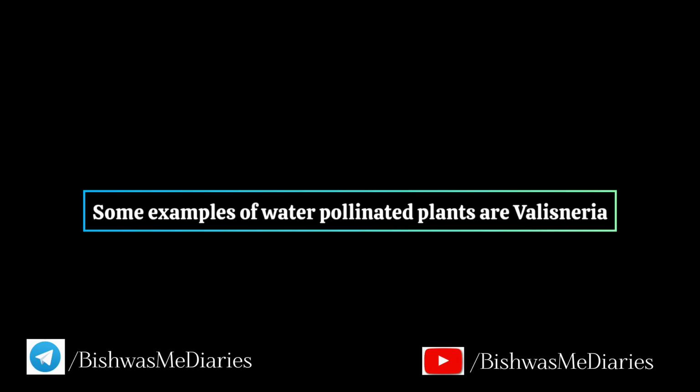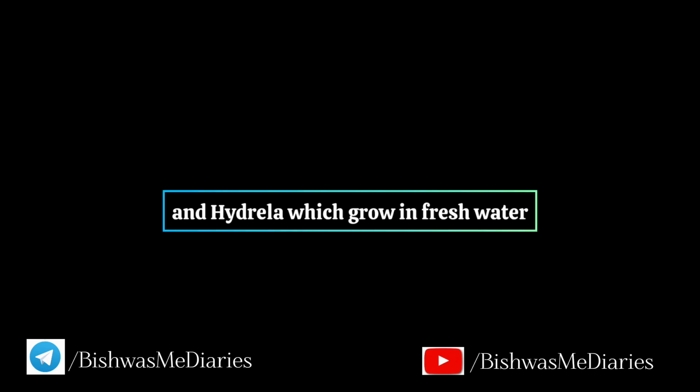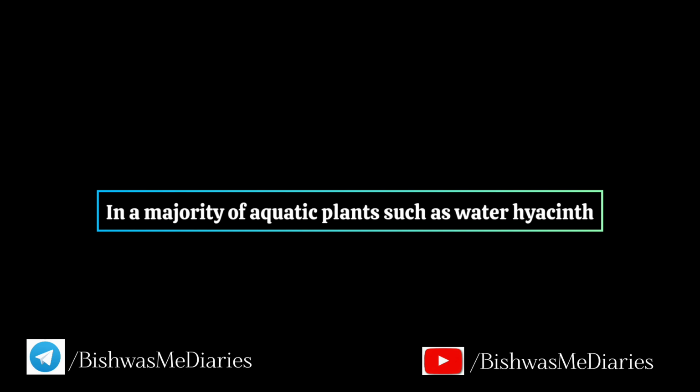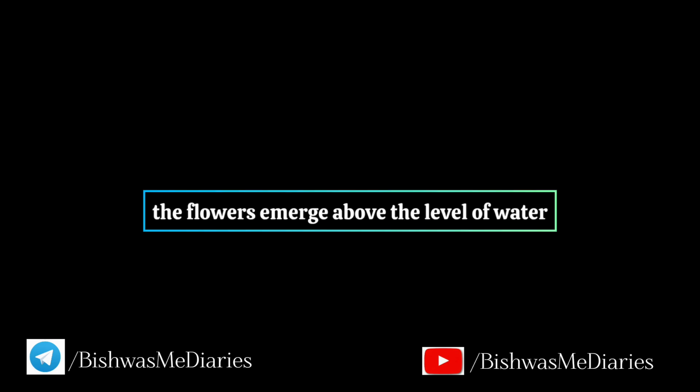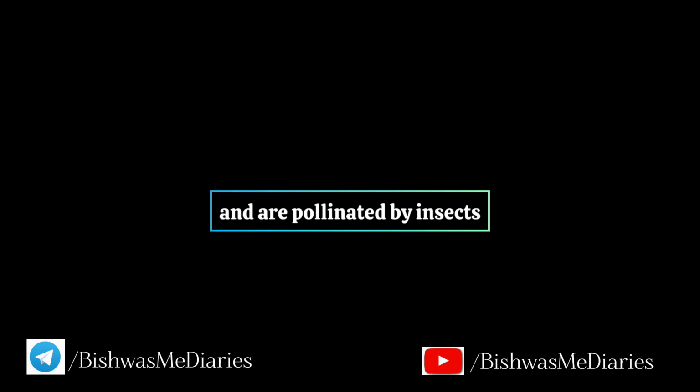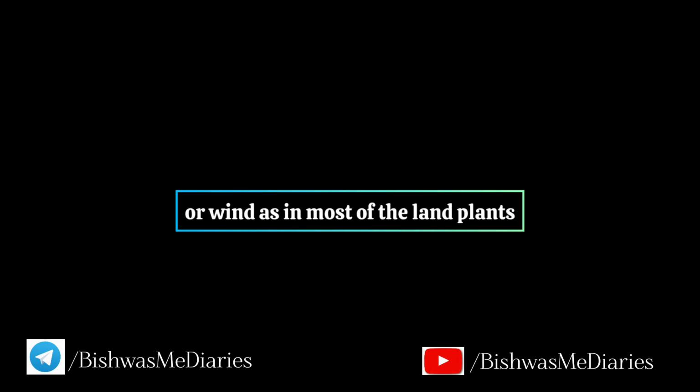Some examples of water pollinated plants are Vallisneria and Hydrilla, which grow in fresh water, and several marine sea grasses such as Zostera. Not all aquatic plants use water for pollination. In a majority of aquatic plants, such as water hyacinth and water lily, the flowers emerge above the level of water and are pollinated by insects or wind, as in most of the land plants.